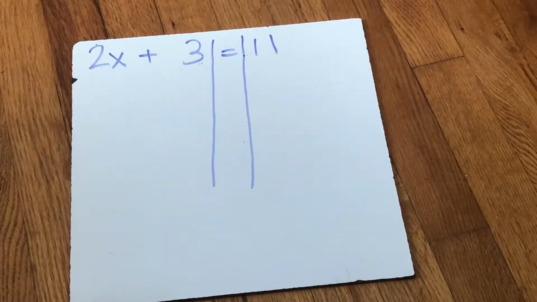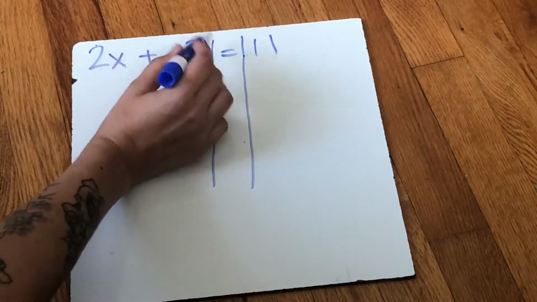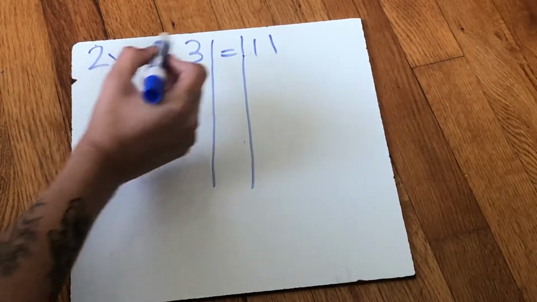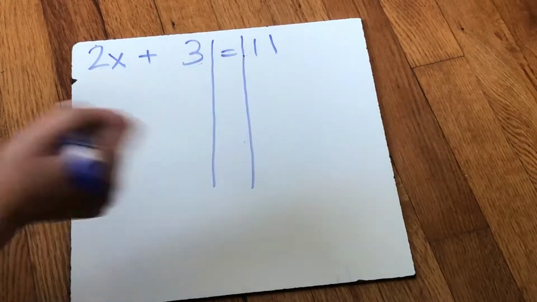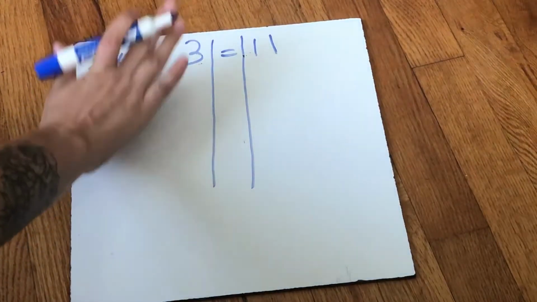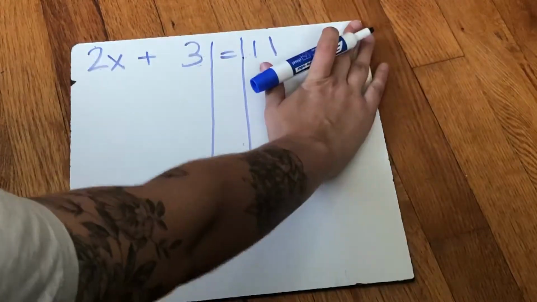So the first step that we have to do is get rid of the number without the variable. This one is attached to the variable, so we can't do that step first. We have to get rid of this one first. So the rule is that we do the opposite operation, and whatever we do to one side, we have to do to the other side.